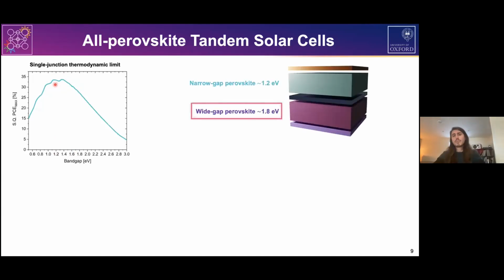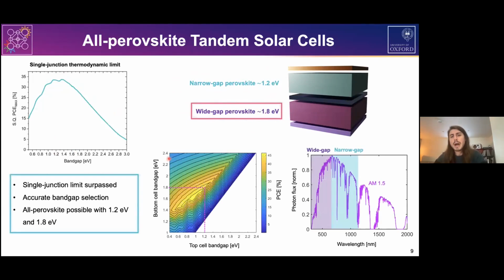However, there is a trick to overcome this limitation, and it's basically just by stacking two solar cells with different bandgaps on top of each other. If you want to do that with full perovskite, we usually have a narrow bandgap perovskite with a bandgap of around 1.2 eV, and a wide gap perovskite with a bandgap of 1.8. When we combine these two, as you can see here, we can have a PCE above 40% theoretically, of course, in the ideal case, and this is due to the fact that by combining the two devices with different bandgaps, we have a broader absorption of our solar spectrum.